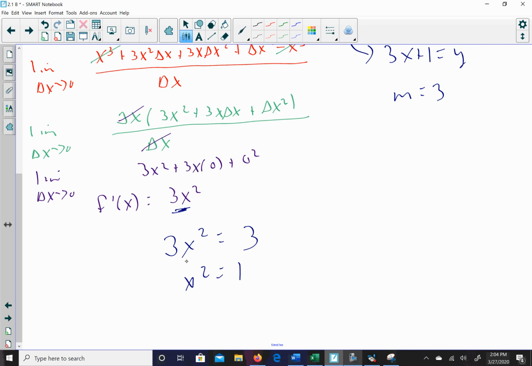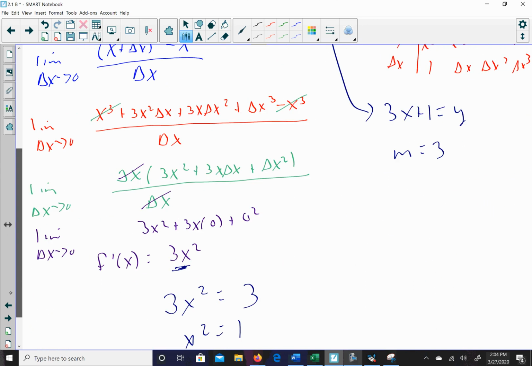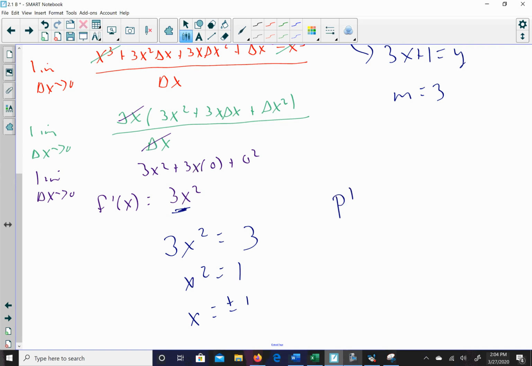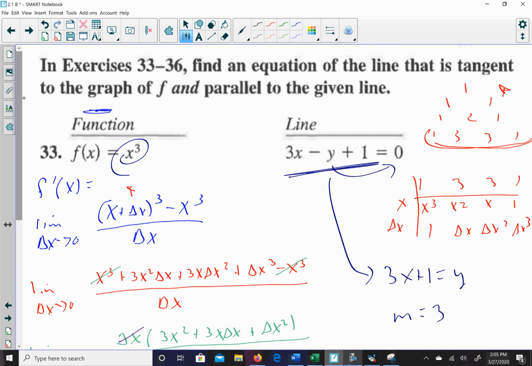So 3x squared is equal to 3, divide both sides by 3, so x squared is equal to 1. So x is equal to plus or minus 1. So those are my x coordinates, plus 1, negative 1. And I'm putting them both back into this original equation. So the points that I have for the places where the tangent line will be parallel to that other line are going to be 1, 1, and negative 1, negative 1, because that's x, and this y would be x to the third.